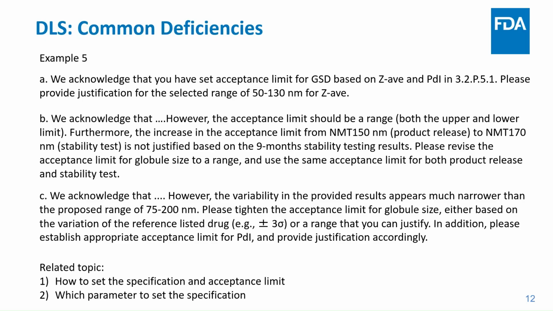This is about how to set a specification. What I typically find is applicants set a specification really, really wide, almost like you can fit a truck through it. It doesn't really matter what their product is, it'll all pass. For a generic application, of course, the good reference is the reference product, using 3 sigma to set a spec, or they can use their own variability, based on multiple batches and multiple measurements, to set the spec. This is something I think you're all very good at, so I'm not going to comment too much on it.